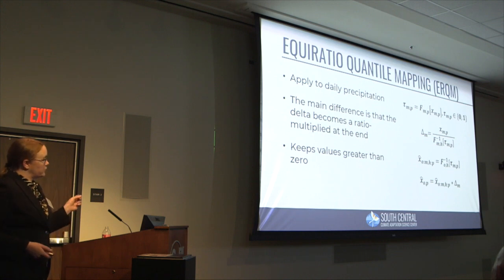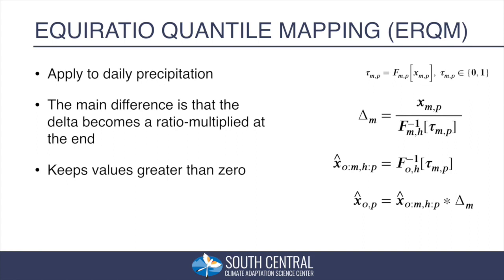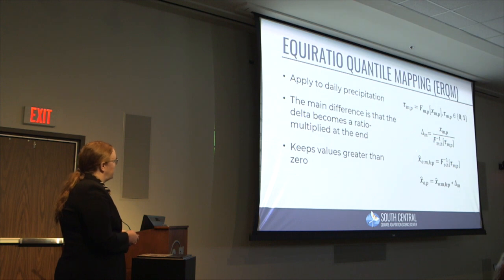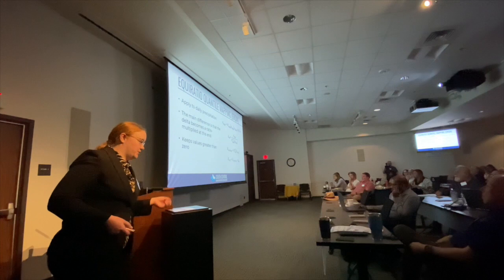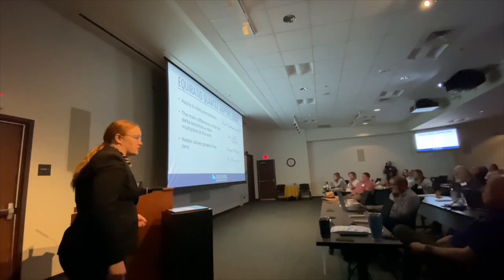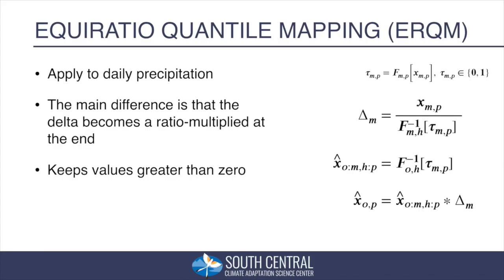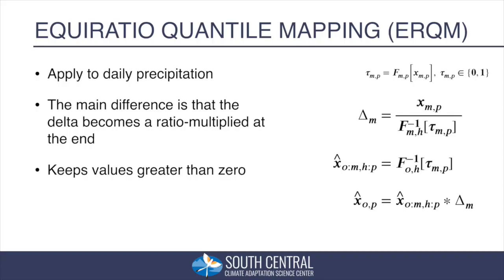As I said, the equiratio version is pretty much exactly the same. It's just a question of what you swap out where. In the EDQM version, it's an additive when we're talking about the change factor. But in the equiratio version, this becomes a multiplicative, a ratio. The idea, of course, is precipitation is bounded by 0, and having negative precipitation values is physically impossible and unrealistic. So using a multiplicative approach allows us to avoid that problem. And in the same vein here, rather than doing an additive, it's a multiplicative with the change factor also.